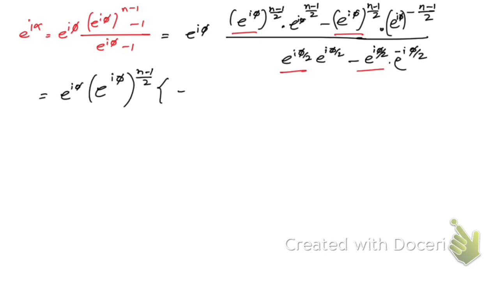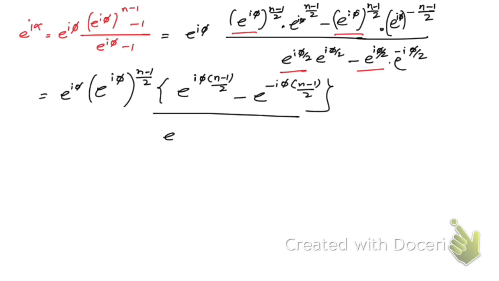Within the bracket we're going to have e to the power i phi (n minus 1)/2 minus e to the power minus i phi (n minus 1)/2. That's what we have got, divided by e to the power i phi by 2 taken common. Then within the bracket we're going to have e to the power i phi by 2 minus e to the power minus i phi by 2. That's what we're going to have.